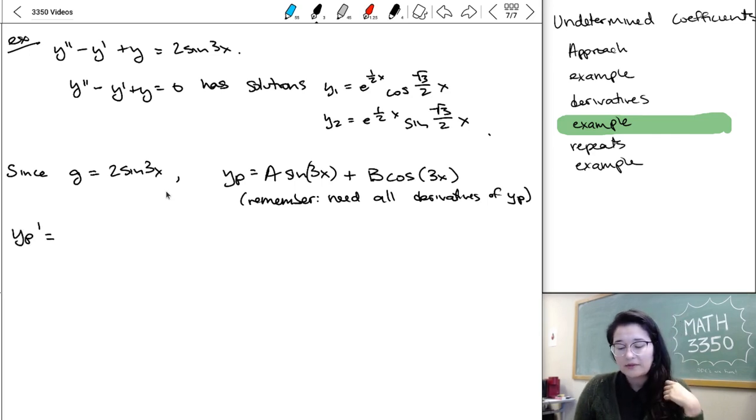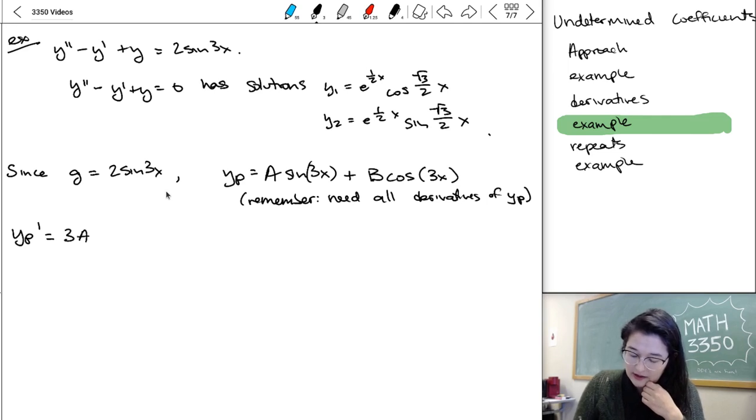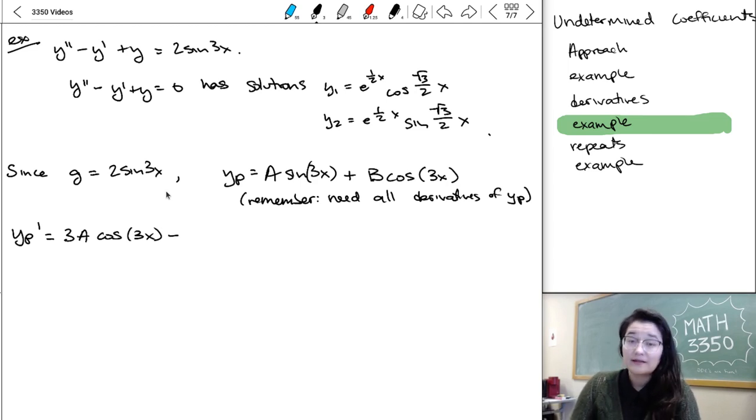After that, I want to plug y sub p into my differential equation, which means I need to take the derivatives. So the derivative of a sine 3x is going to be 3 times, that a stays where it is, and then sine becomes cosine 3x. And the derivative of cosine throws a negative. Since there's 3 inside, I go ahead and multiply by 3, b, and then cosine switches to sine. Yep, that's my first derivative.